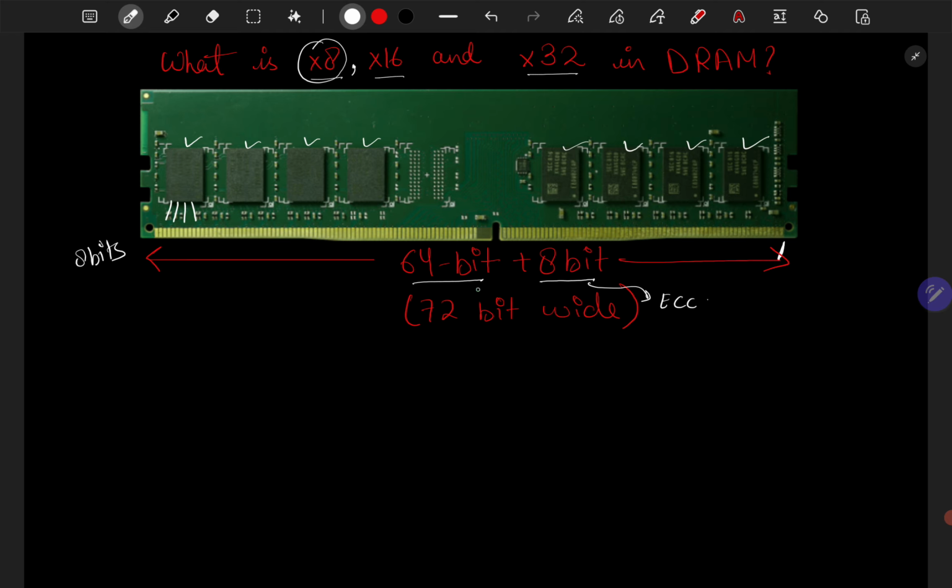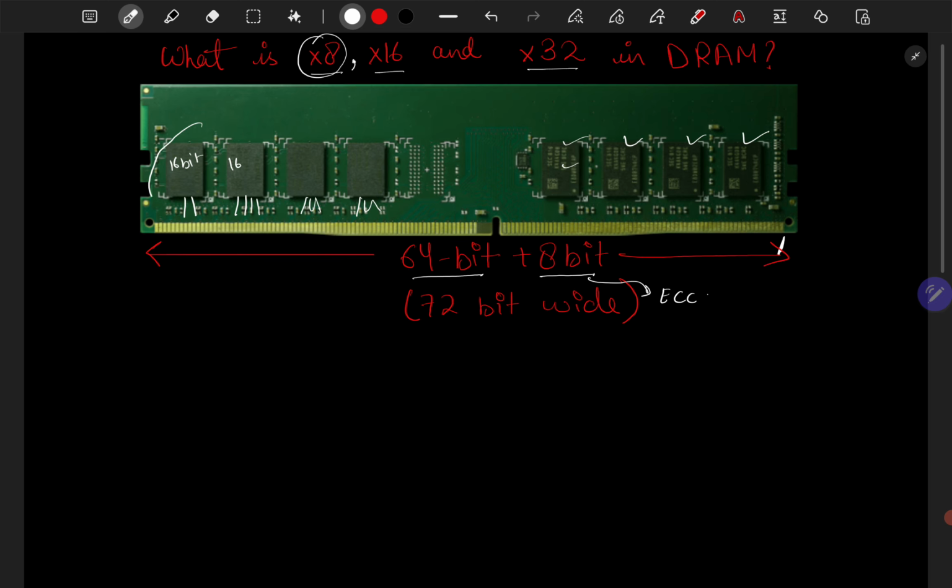Let's say my channel is 64 bits wide. From each chip I will get 8 bits, 8 bits, 8 bits and so on. In this picture there are 8 such chips, so 8 times 8 equals 64 bits. We require 8 chips if the chip is x8 width to get 64-bit data. Now let's say this chip is x16. Since each chip transfers 16 bits of data, I will require only 4 such chips to form 64-bit data.